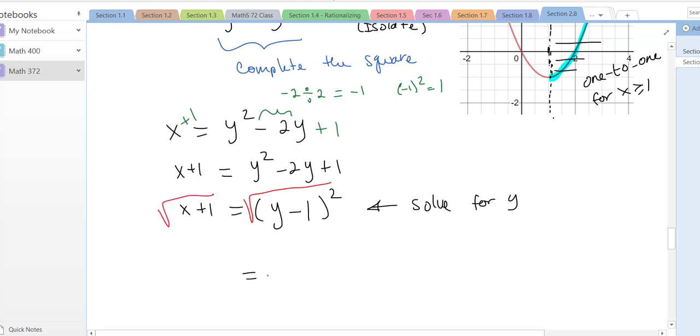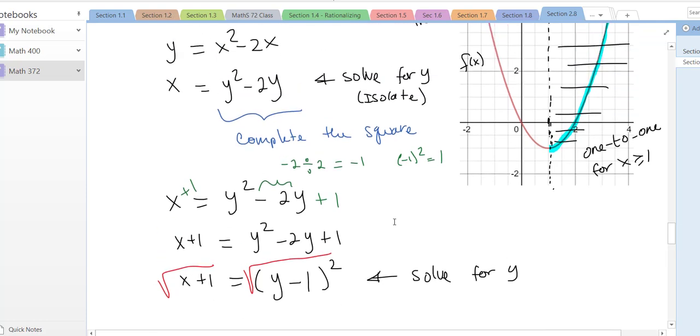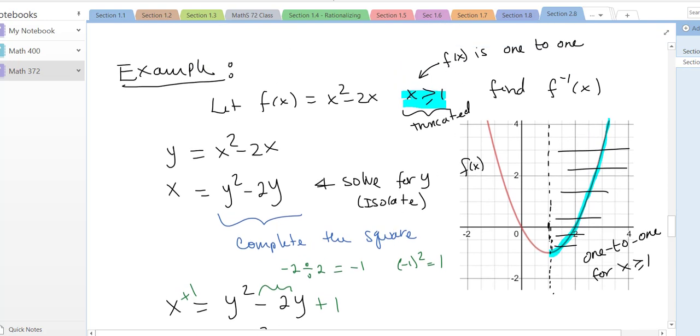But anytime you take the square root, you get plus or minus. So I'm going to get plus or minus the square root of x plus 1. And so normally this would be a red flag. It's like, whoa, wait a minute. I can't get a plus or minus because for the inverse, an output is only allowed to have one input. So this plus or minus will normally be a red flag, except that we truncated the graph. So when x is greater or equal to 1.